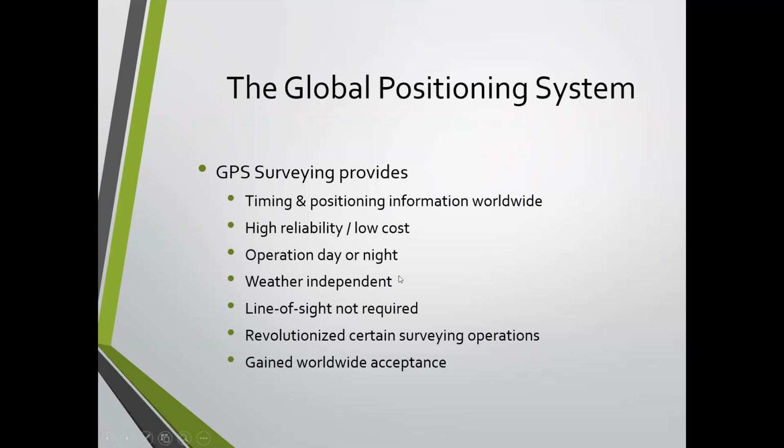It's weather independent. Line of sight is not required. Now, we've got to be careful in what we're saying there. Line of sight from the receiver to the satellite is required. But what we're talking about is if you want information between, let's say, two fixed monuments in the ground, you don't have to have a line of sight between those monuments. All you have to do is be able to observe at a receiver position in one monument and at another one. So there is line of sight required to the satellites, but not from monument to monument. That's what that's really saying.